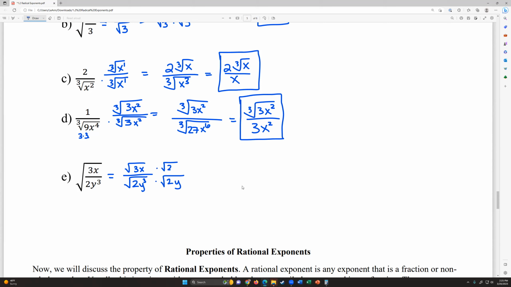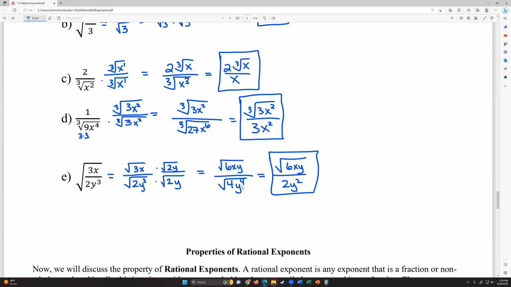So whatever we do to the bottom, we also do to the top. So it's like multiplying by a 1. So we multiply the top, that's going to be a square root of a 6 times an x times a y. On the bottom, I have a square root of 4 and a y to the 4th. So I have square root of 6xy on top and a 2y squared on the bottom.